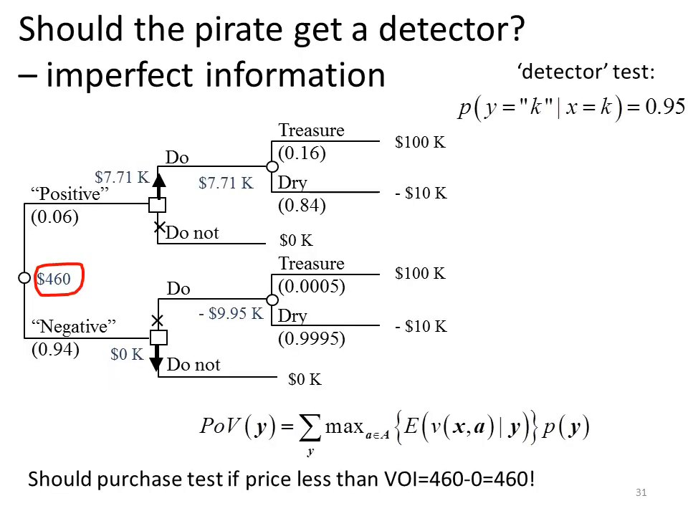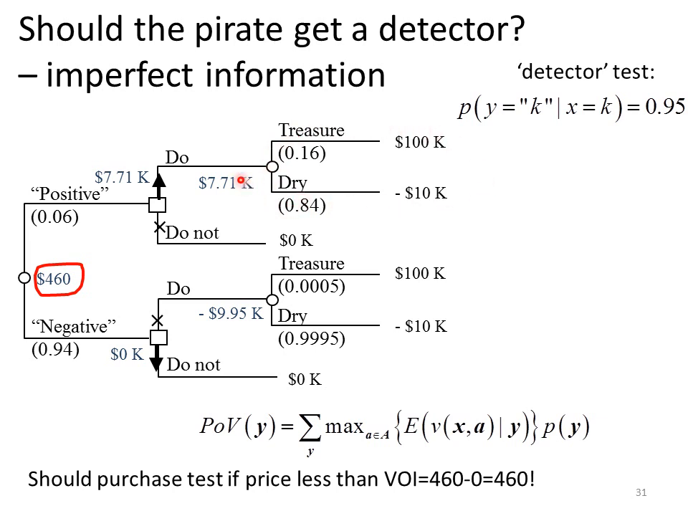Now, should the pirate get a detector, which is imperfect? Suppose the detector says k. What's the probability that it really is k, given that the detector says k? So it's a fairly reliable detector, 0.95. And then we build the tree again. So the detector says positive, but of course it's imperfect. And you can choose alternatives, dig or don't dig. You can still maybe find treasure or not find the treasure.